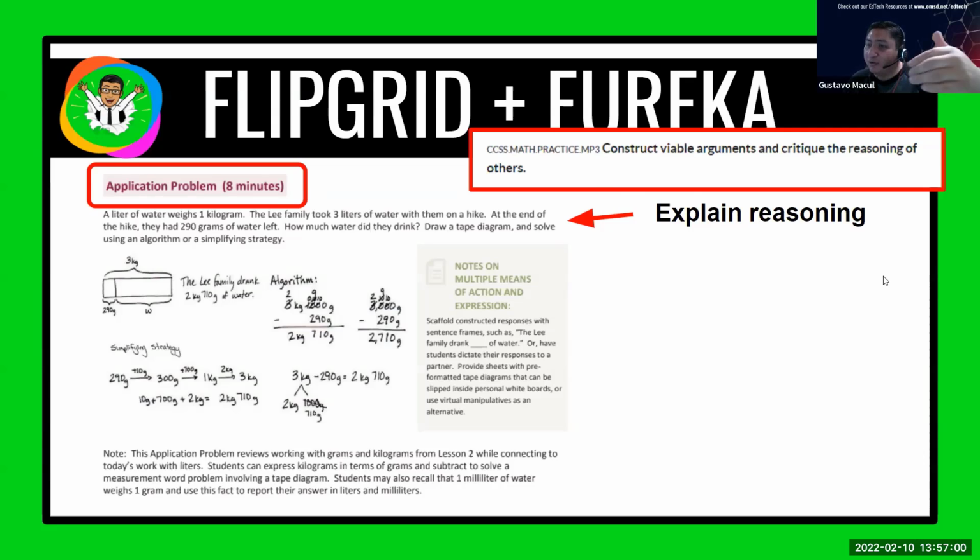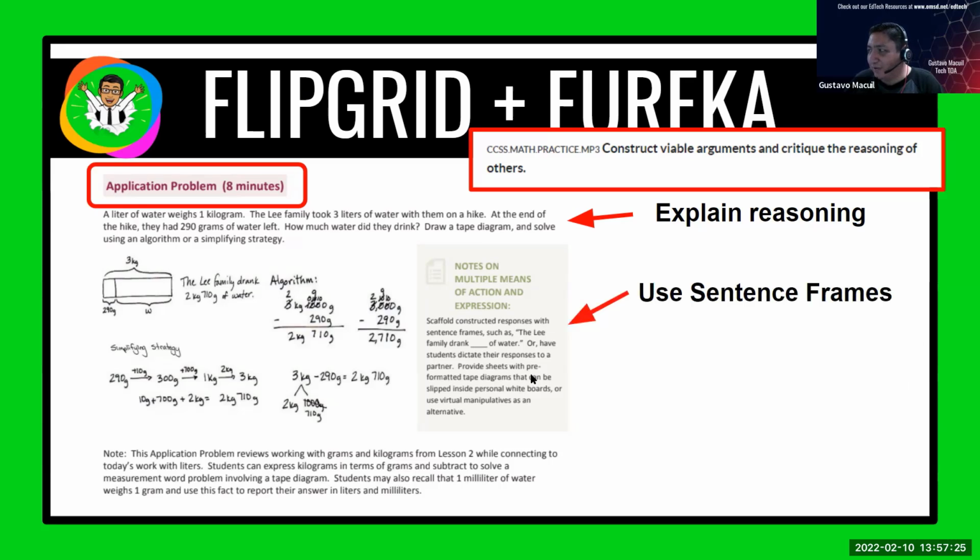And then that idea of critiquing the reasoning of others: in FlipGrid, when others respond to their reasoning, you can train them and show them how to critique nicely, where you say, I agree with your reasoning or I disagree with your reasoning. And of course, you would model all of this before you want them to try it. So that would be a strong reason for me to use FlipGrid.